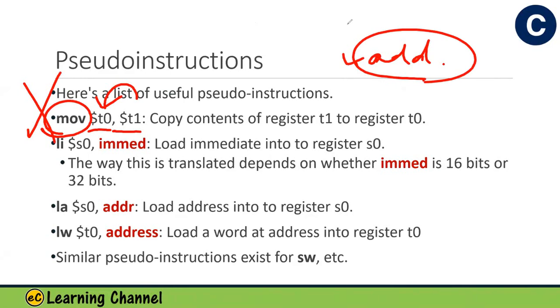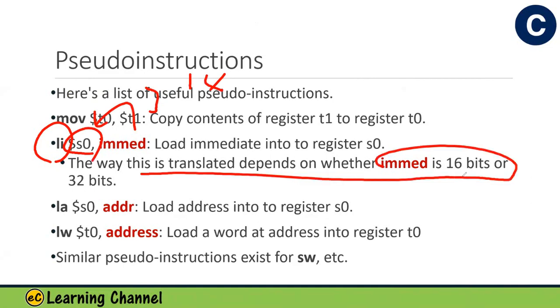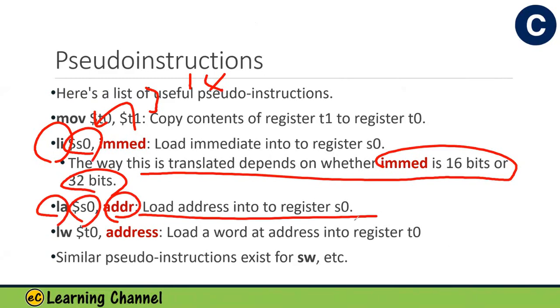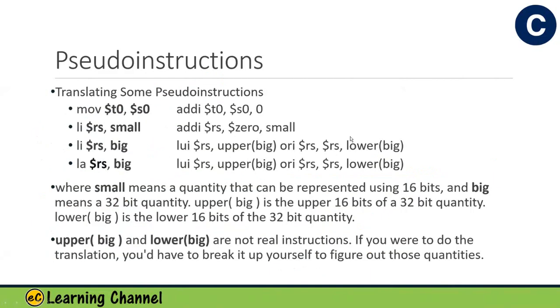Okay, like this one, load the immediate data. So you load some immediate data such as 3 or 15 into a register. So that actually loads 32-bit or 16-bit for that. Or load the address to a register. Or load a word to a register. That's 32-bit over here. And you also have save a word. But these are not real instructions. They will be translated to the machine code in different ways.